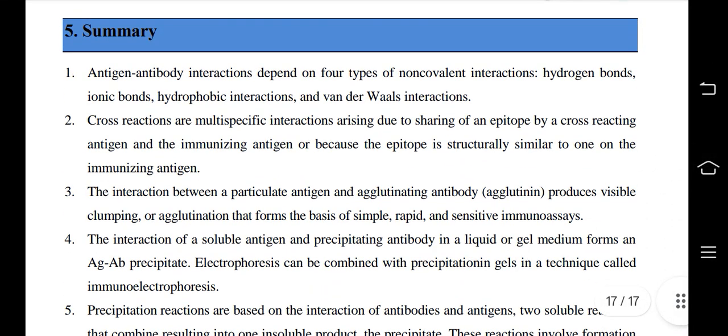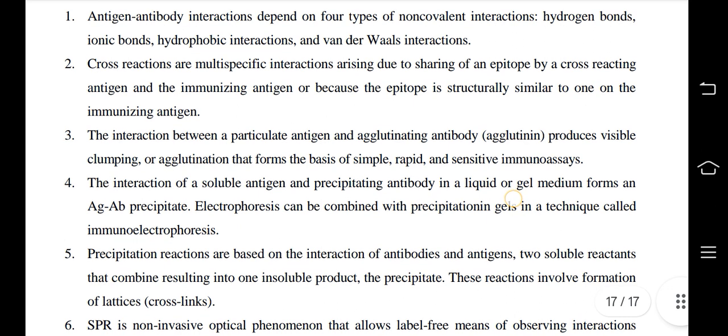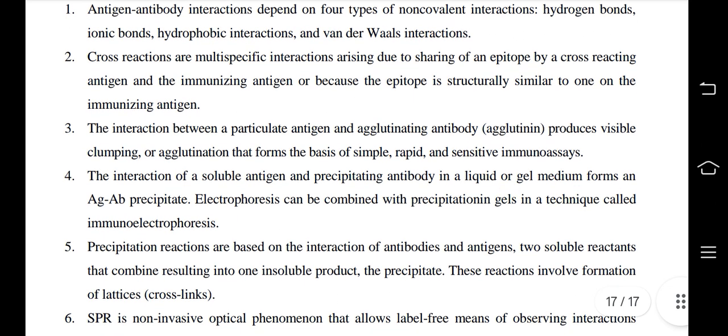In summary, antigen-antibody interactions depend on four types of non-covalent interactions: hydrogen bonds, ionic bonds, hydrophobic interactions, and van der Waals interactions. Cross reactions are multi-specific interactions arising due to sharing of an epitope by a cross-reacting antigen and the immunizing antigen, or because the epitope is structurally similar to one on the immunizing antigen. The interaction between a particulate antigen and an agglutinating antibody like agglutinin produces visible clumping, or agglutination, that forms the basis of simple, rapid, and sensitive immunoassays.